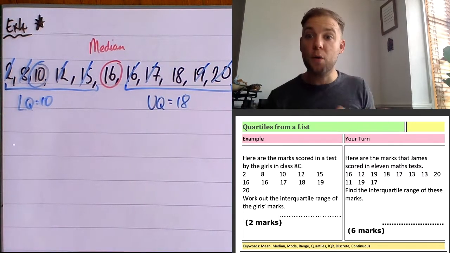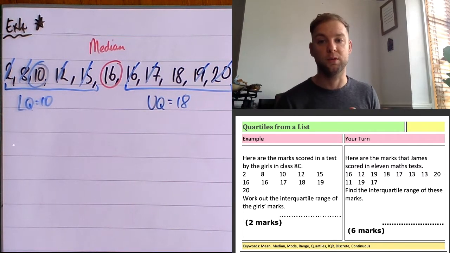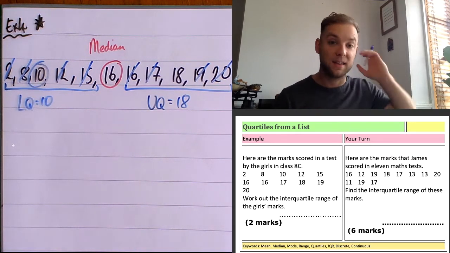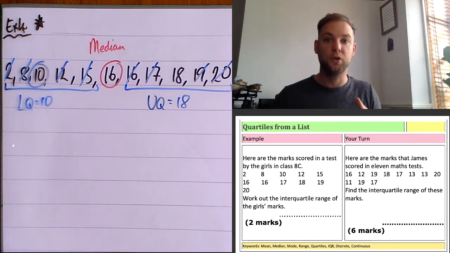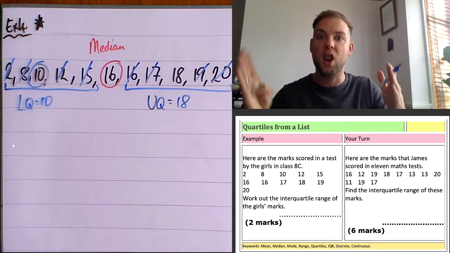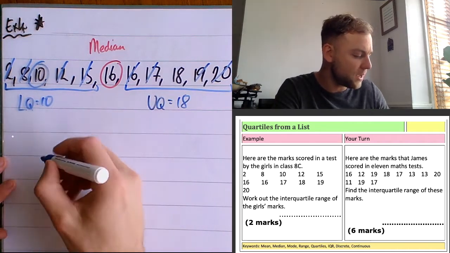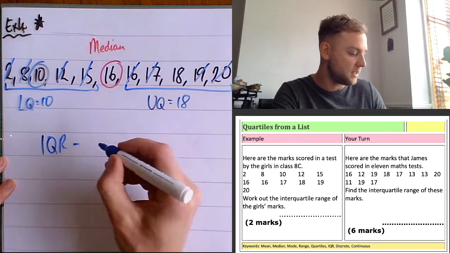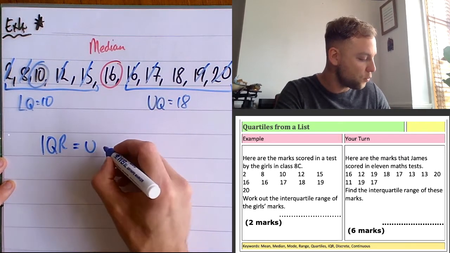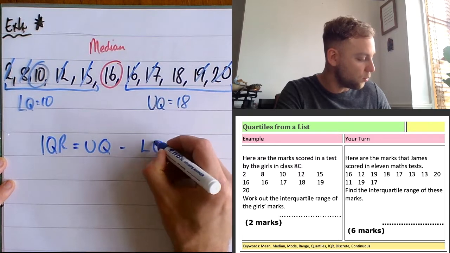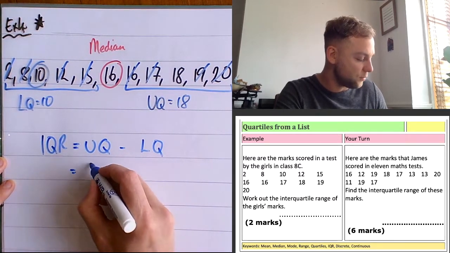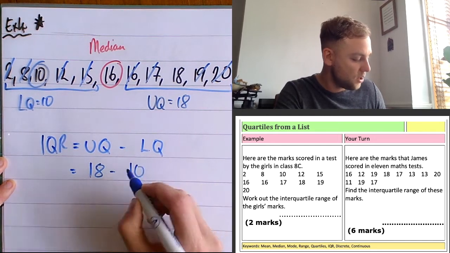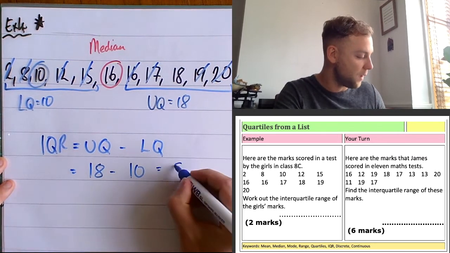Super. So now I've got my lower quartile, I've got my upper quartile, but it's not asking for that, it's asking for the interquartile range. Now we just spoke about the fact that the interquartile range is when we do the upper quartile take away the lower quartile. So sometimes you write it like this, just to make it easier. Interquartile range equals the upper quartile subtract the lower quartile, which in this case is equal to 18 take away 10. So my interquartile range is equal to 8.